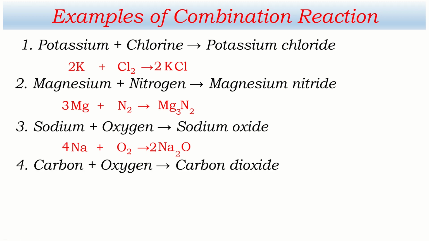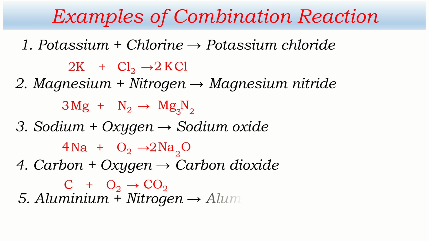Now fourth, carbon plus oxygen, carbon dioxide. The symbol of carbon is C, but oxygen is diatomic O2, and for carbon dioxide, it will be better to remember the formula. We know this, CO2, and so we don't have to go through transfer of valency. Okay, it is a balanced chemical equation.